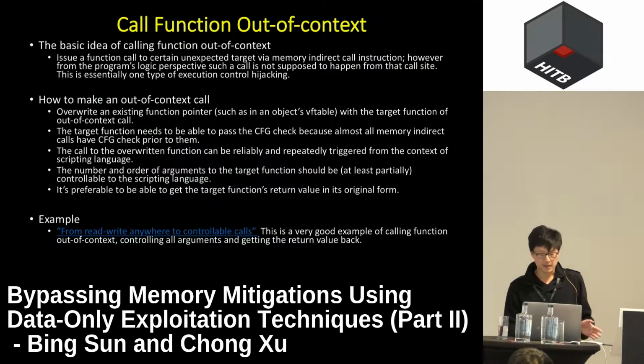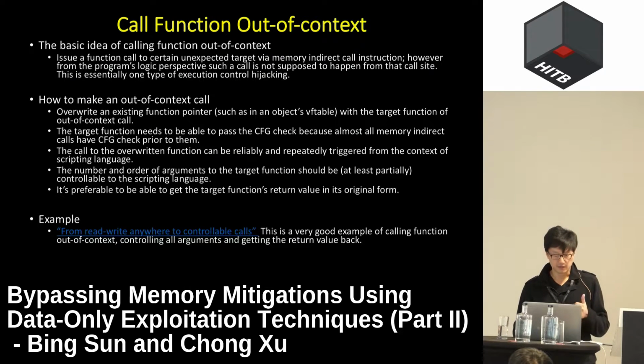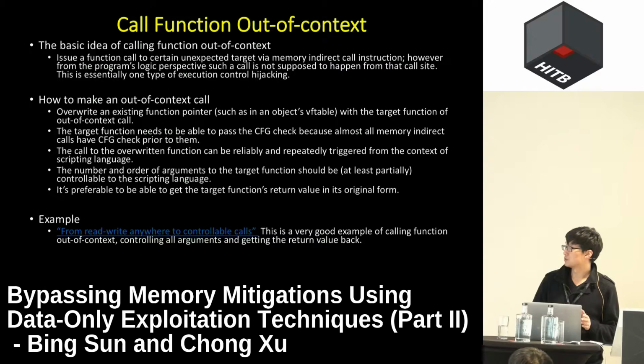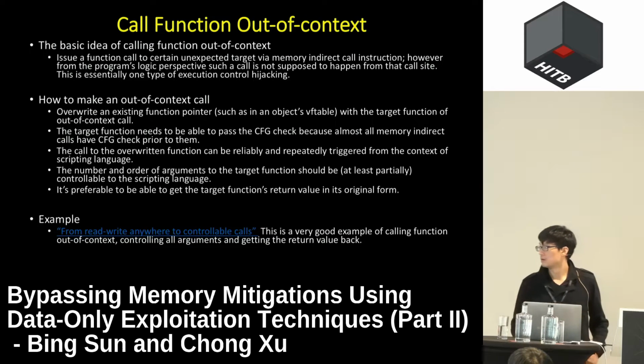In order to make this happen, there are a few conditions that need to be met. First, the target function address needs to be able to pass the CFG check. Second, the number and order of arguments to the target function should be controllable by the scripting language. Third, sometimes it's preferable to get the return value back in its original form.